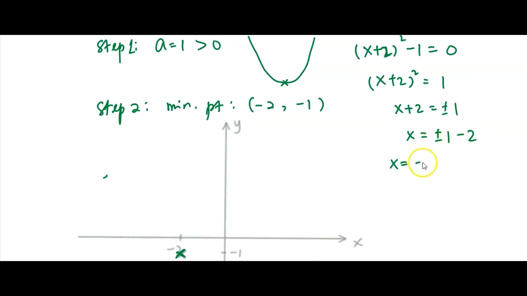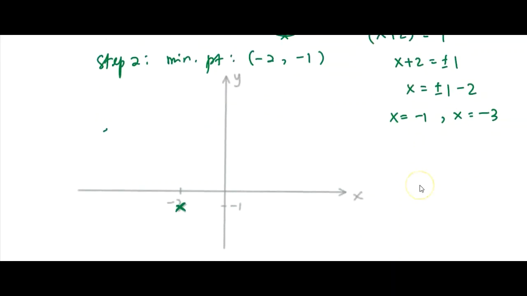+1 minus 2, you get -1. The other root will be x equals -1 minus 2, that will be -3. So plot the x-intercept, x equals -1. Okay, this is x equals -1. Your graph will pass through this point, and -3, you will have this. Meaning that your graph now will pass through these 3 points. That will be 2 x-intercepts and 1 minimum point. All right, so this is your graph.